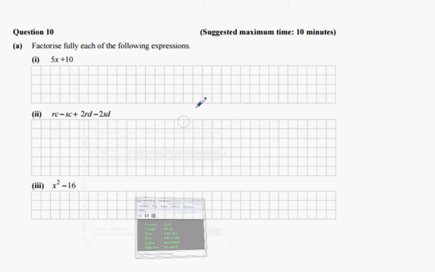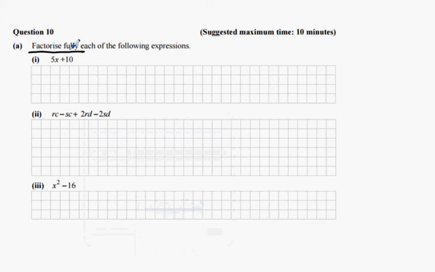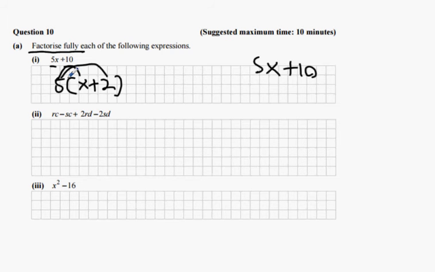Factorize fully. The word factorize, what does that mean? Break it up. So what number will divide into 5 and 10? 5, and then what's inside? X plus 2. How do you check if you're right? 5 times x? 5x. 5 times 2? 10. If it doesn't multiply back out, you've done it wrong.